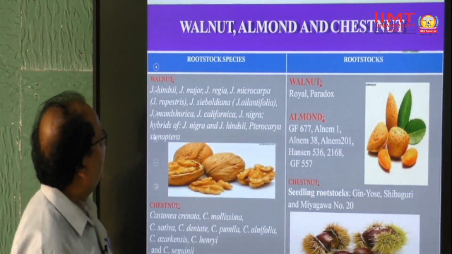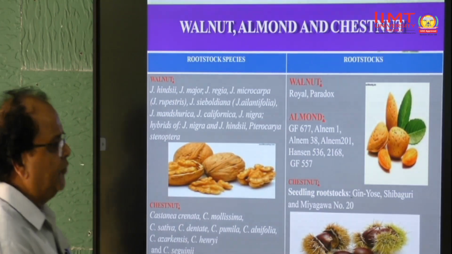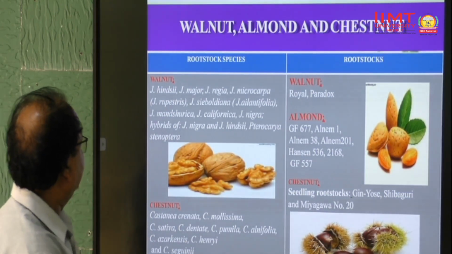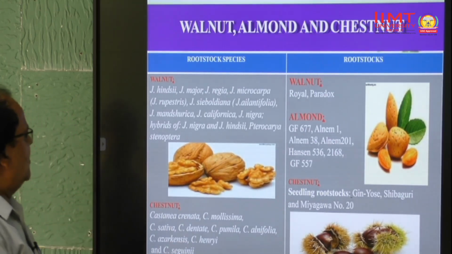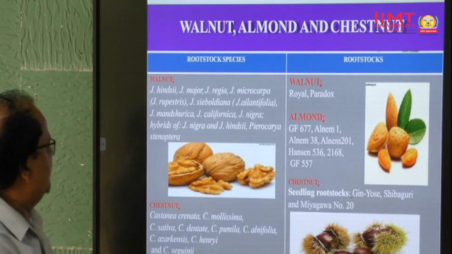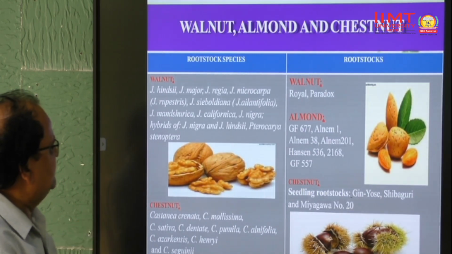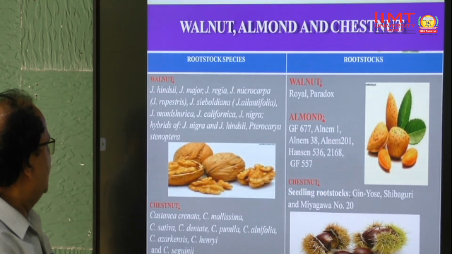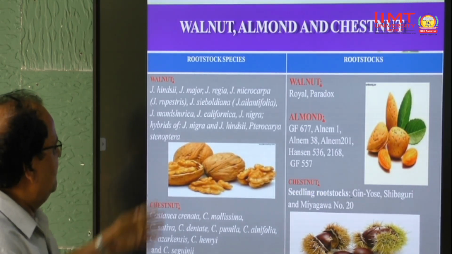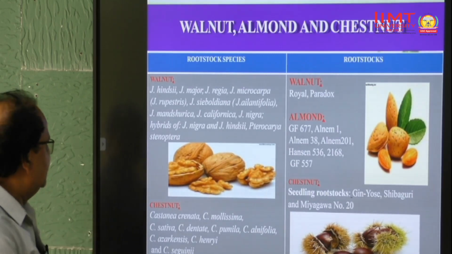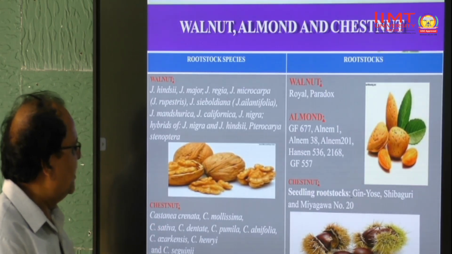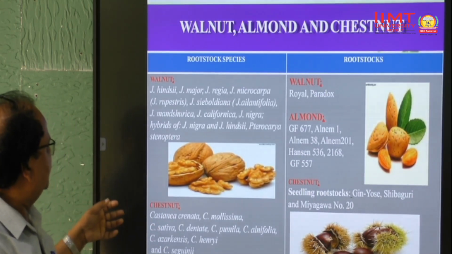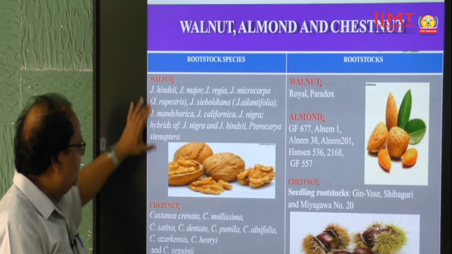So they are the walnut, almond and chestnut. They are some important rootstocks. For walnut, that is Juglans hindsii, Juglans major, Juglans regia, Juglans macrocarpa, Juglans rupestris, Juglans sieboldiana, Juglans cinerea, Juglans mandshurica, Juglans californica and Juglans nigra, and the hybrid of Juglans nigra and Juglans hindsii, and Pterocarya stenoptera, are important rootstocks of the walnut.